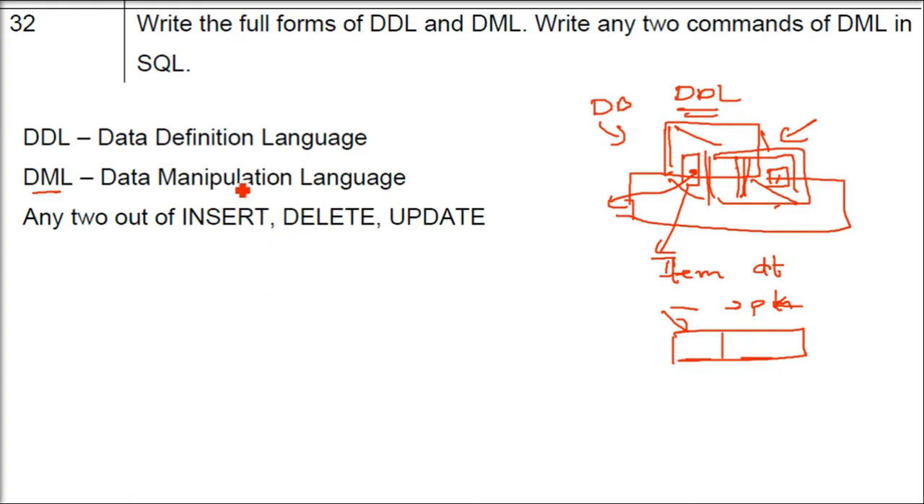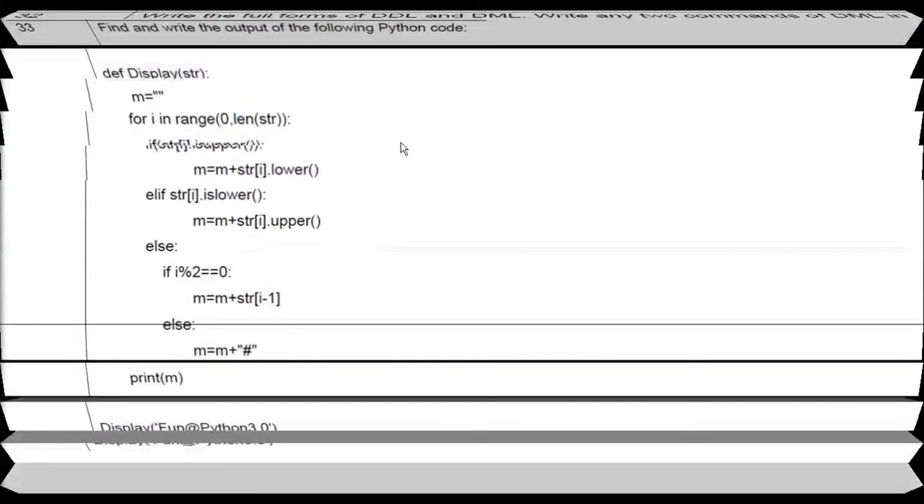Now somebody has left the class or left your office. You have to delete it. So that will be the DML language. So insert, delete, update: any two out of these you can use. Update means your mobile number has changed, so you will update it. These are just manipulating the data, not the basic structure of the database.